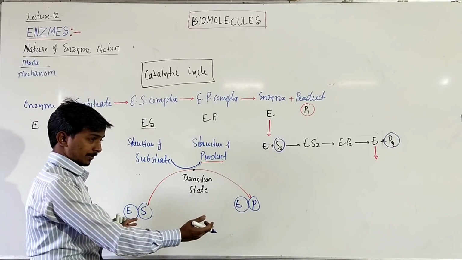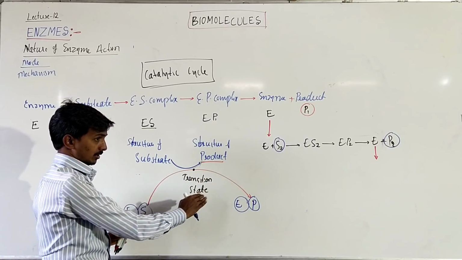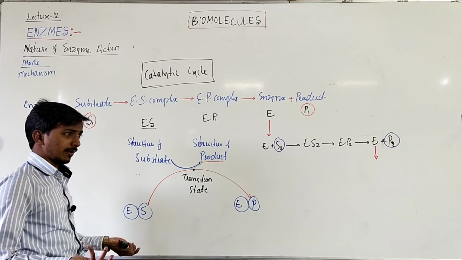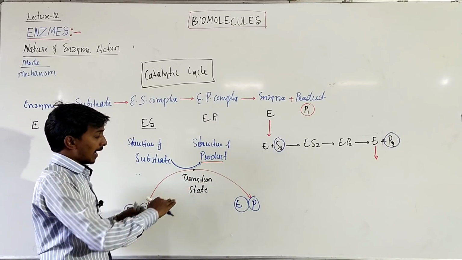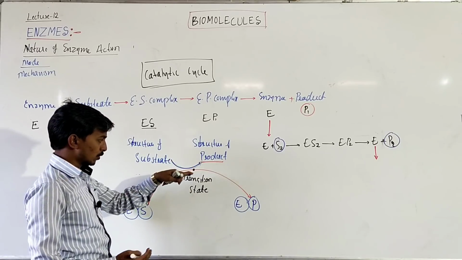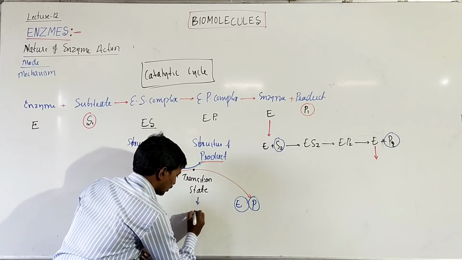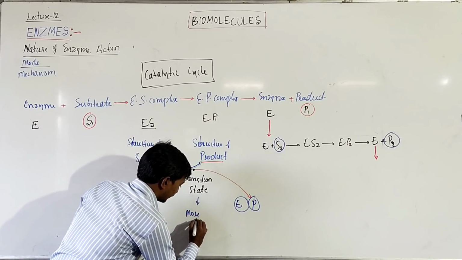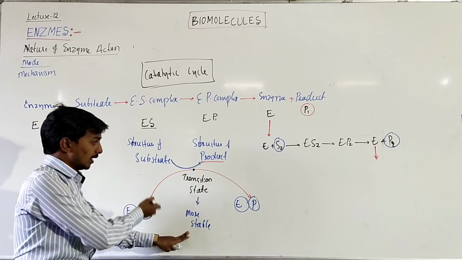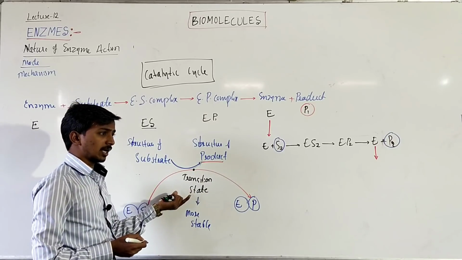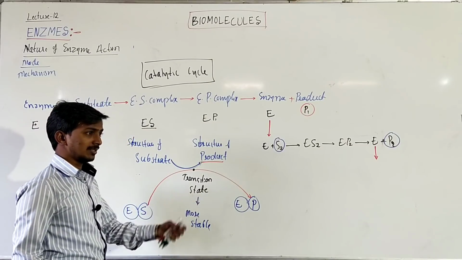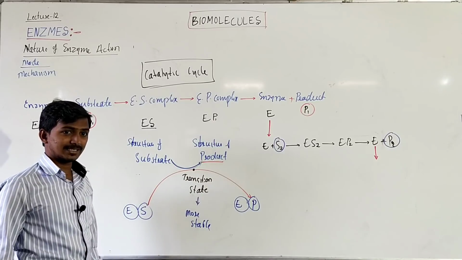In that process, this complex will reach a high energy state, maybe the temperature, maybe pressure, maybe the concentration of the product or substrate, anything that will keep on increasing. At this point, it is the highest energy state. It is a more unstable transition state. Energy content of the molecules is high now, so it is considered the transition state or high energy state.